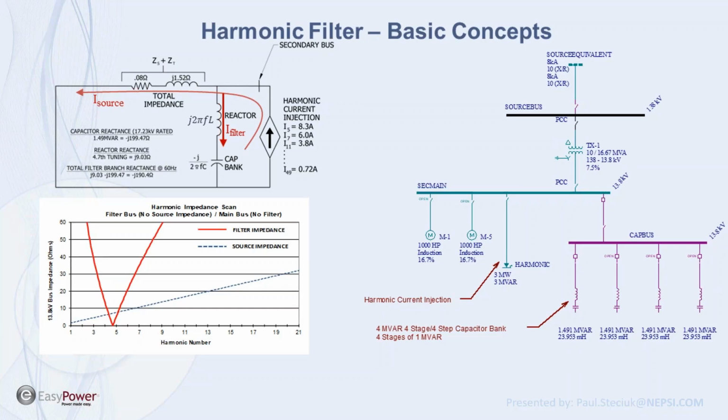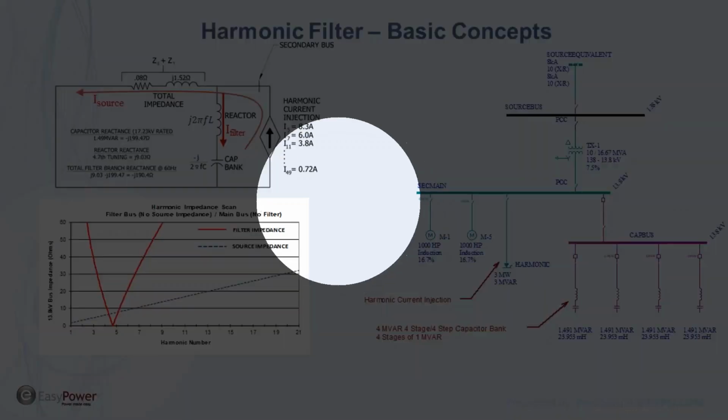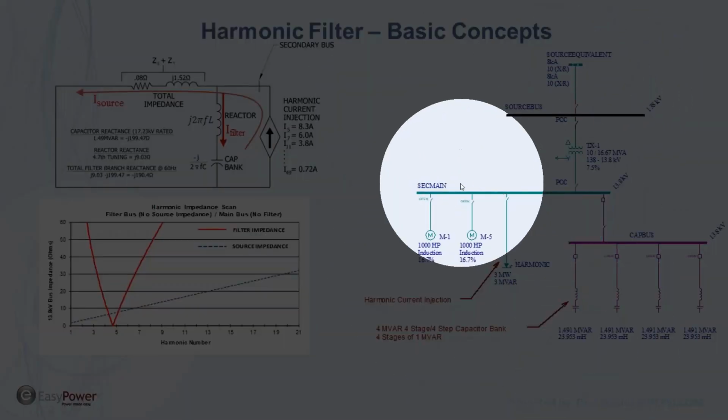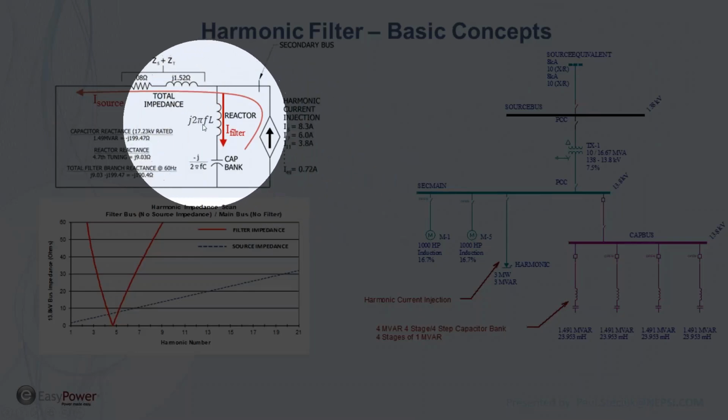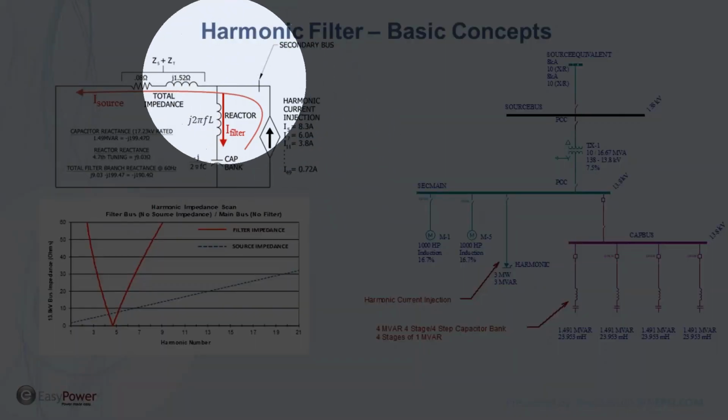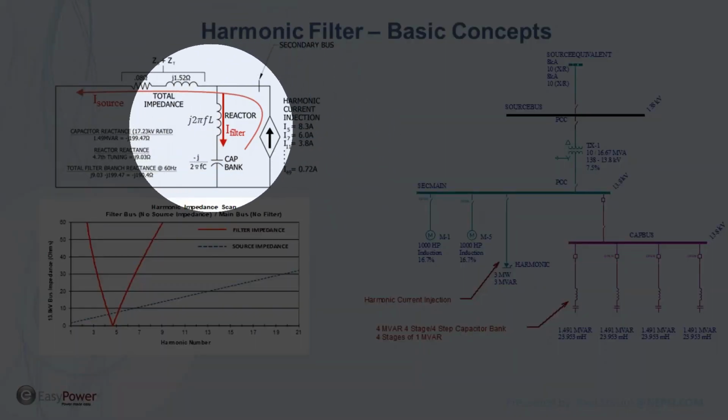So, some harmonic filter basics. I've drawn an equivalent circuit to what you see here on the right. So I have a simple source, a transformer, and then a very simple system. And up here on the top left, I've drawn the equivalent circuit. So what does the harmonic filter do? It takes the harmonic current injection that's here, and it diverts some of the current into the filter.